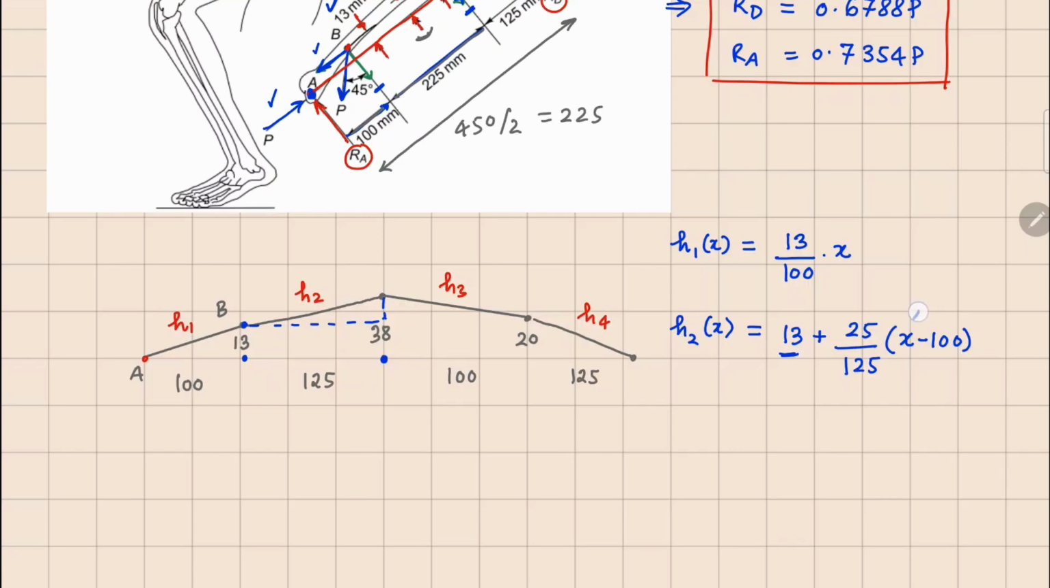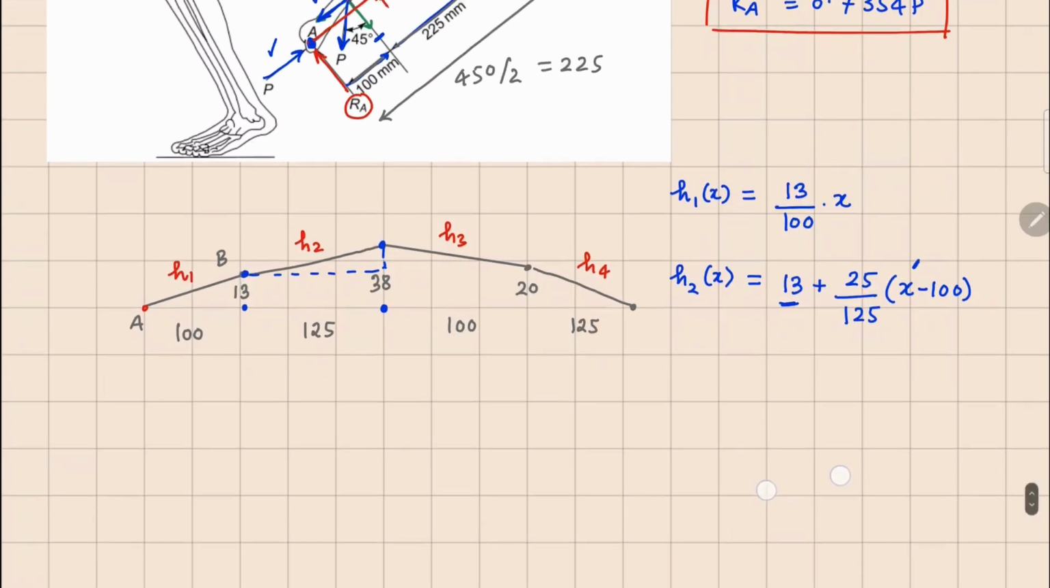And at x equals 225, which is this point, we substitute 225 here. We get 125, which cancels out. So overall, we get 30. So basically, we are satisfying these two conditions for this linear interpolation.